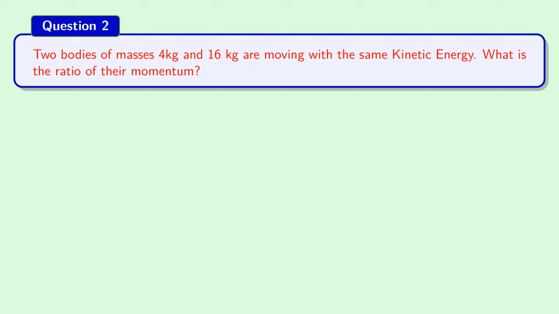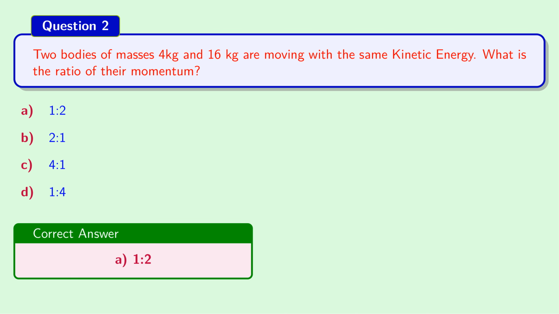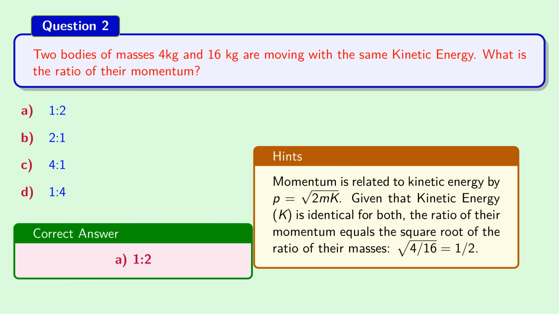Question 2. Two bodies of masses 4 kg and 16 kg are moving with the same kinetic energy. What is the ratio of their momentum? Here your options are displayed as A. 1 to 2, B. 2 to 1, C. 4 to 1, D. 1 to 4. Correct answer is option A, 1 to 2. Quick tip for this question.